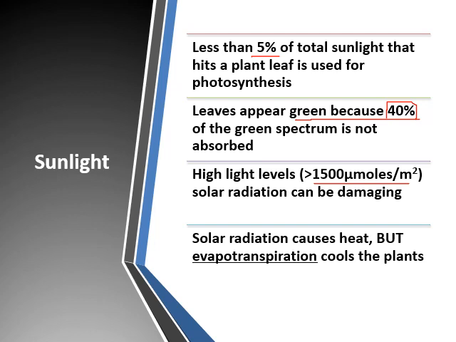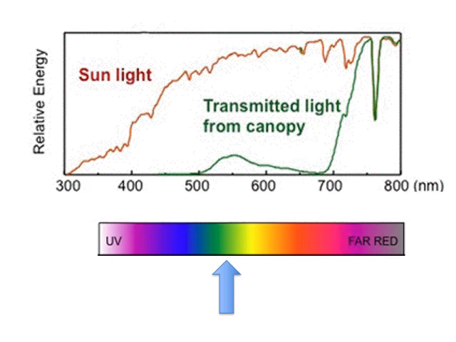So anyways, the idea is that light is not just about photosynthesis, it also heats the leaf, right? And that heating of the leaf helps improve evapotranspiration, which cools the plant and also enhances calcium uptake, right? So light is a very important component of plant growth, obviously.